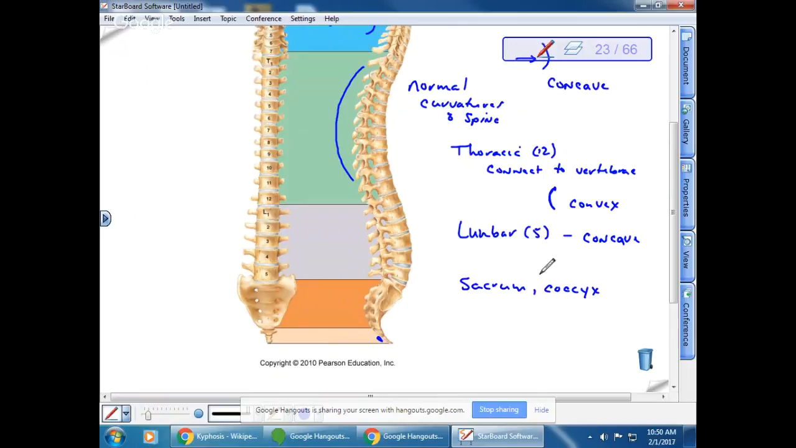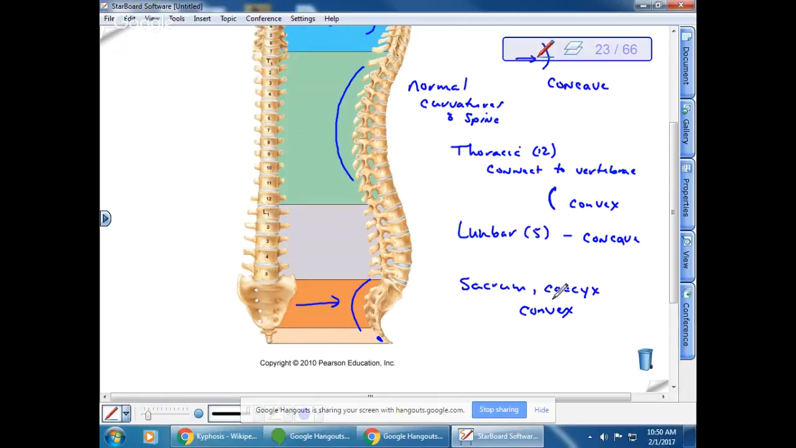Okay, so this is going this way, so that is convex. So those are the normal spinal curvatures in an adult.